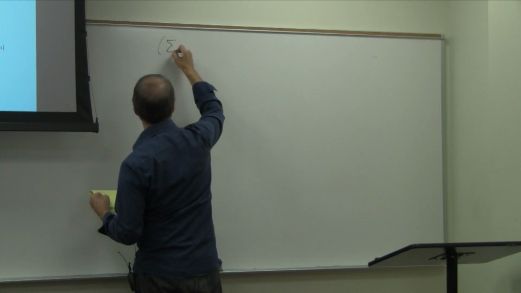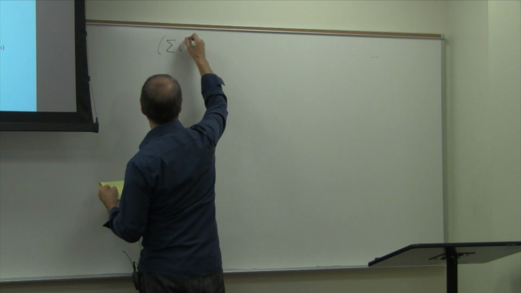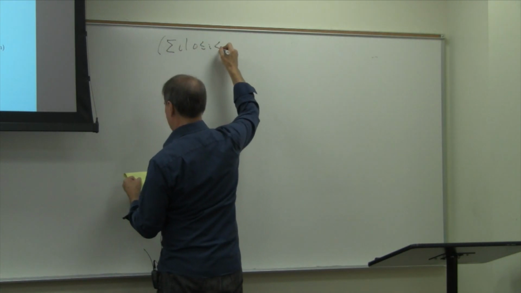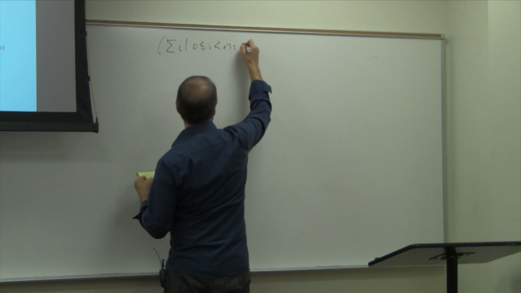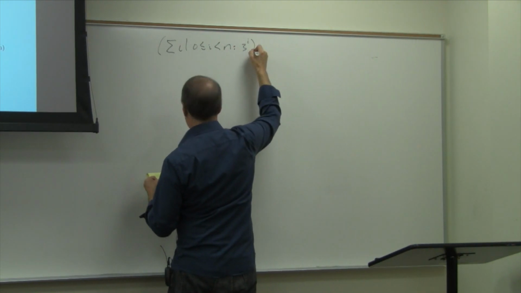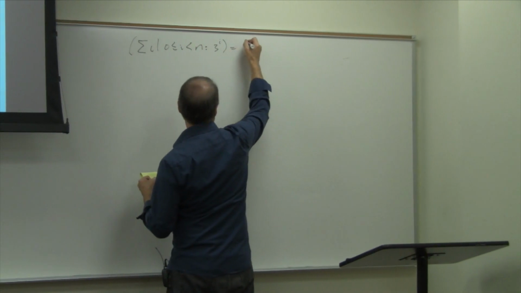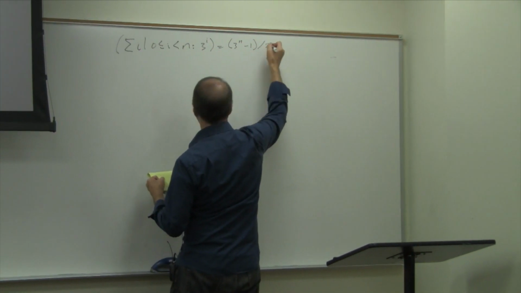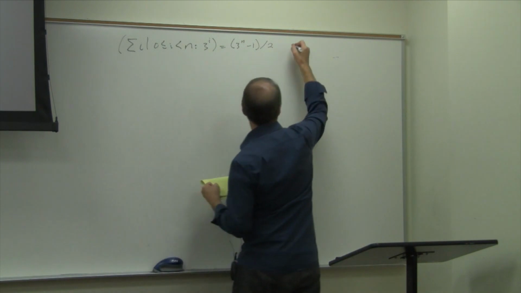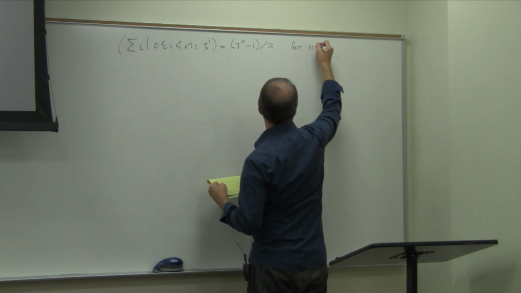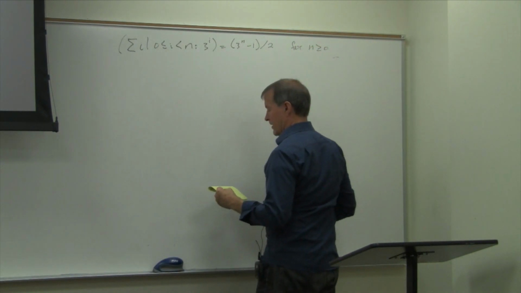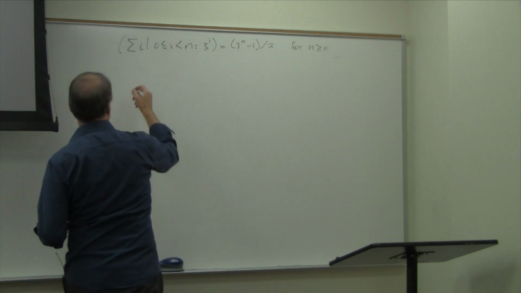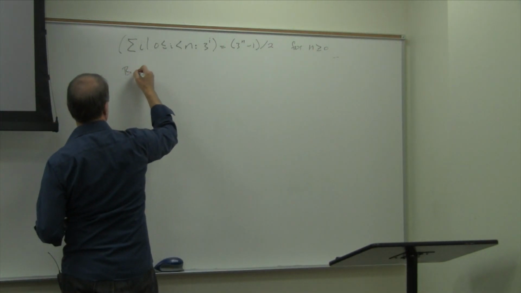Okay, so let's do the sum on i, 0 less than or equal to i less than n. This time let's do 3 to the i. And guess what this is? This is 3 to the n minus 1 divided by 2, for n greater than or equal to 0. Okay, so we won't bother with an example. So let's do the base case.